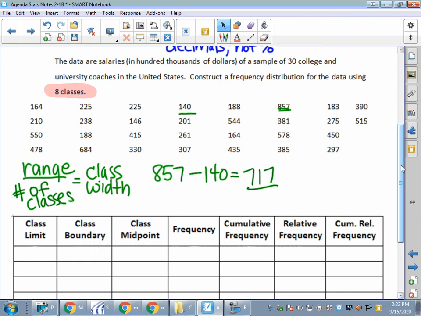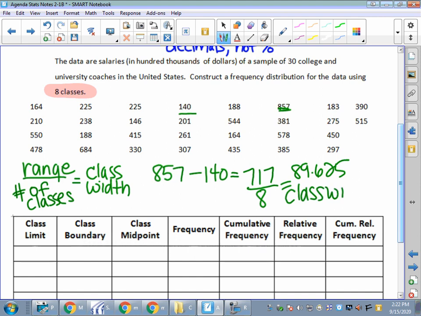So range divided by the number of classes, I set up there in the directions, construct a frequency distribution using 8 classes, so divide that by 8. Hopefully you remember from last time, when you divide, it does not matter what you get as far as a decimal, you're going to round up no matter what. So 717 divided by 8 classes, 89.625. So my class width is going to be 90.